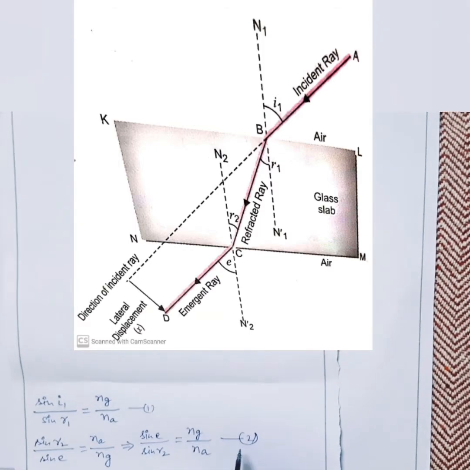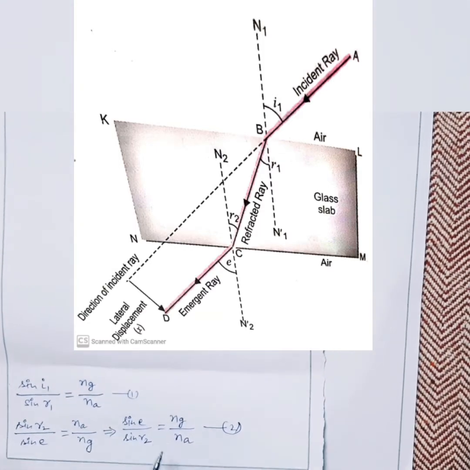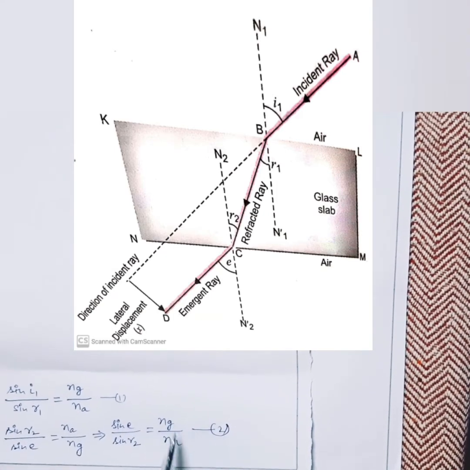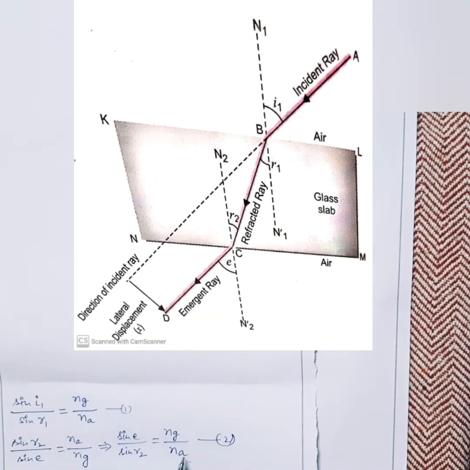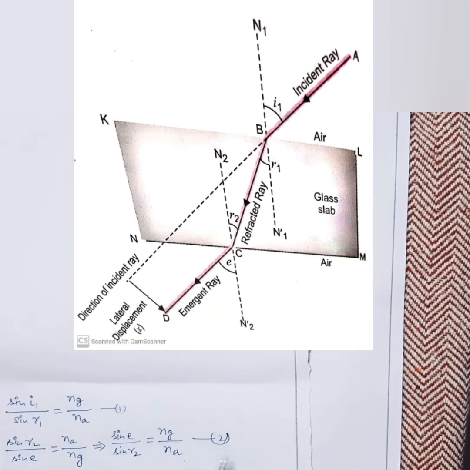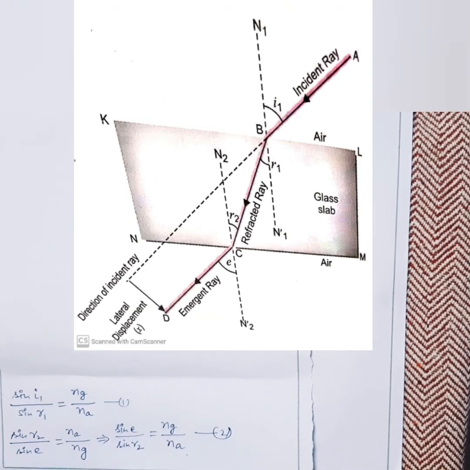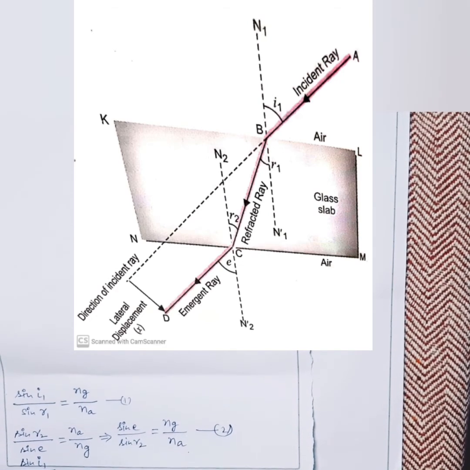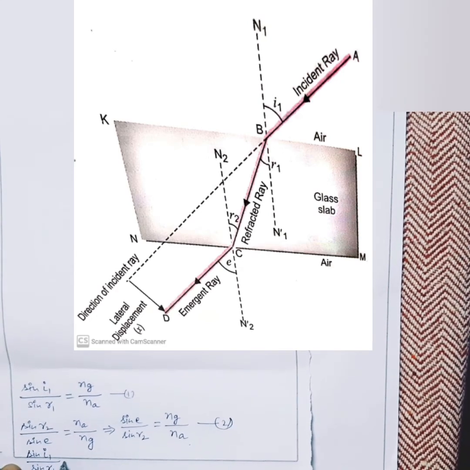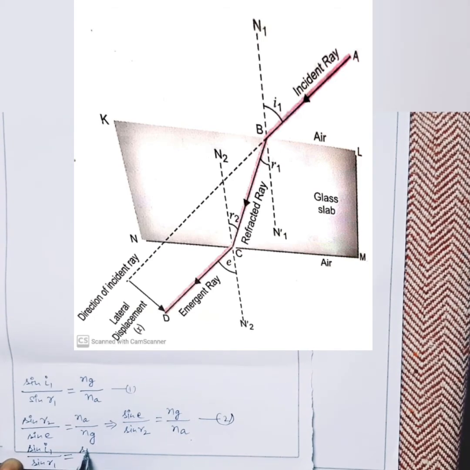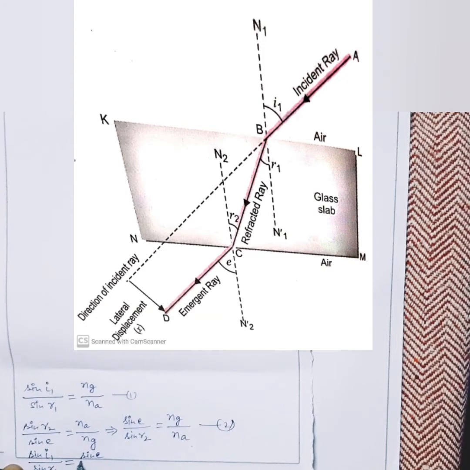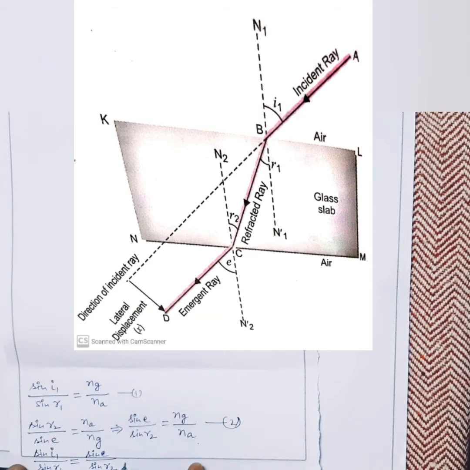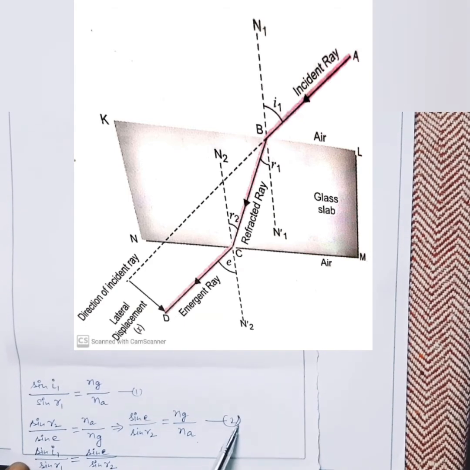This is the second equation. On comparing the first and second equations, Ng upon Na is on the RHS of both, so the LHS of equations 1 and 2 will also be equal. So sin I1 upon sin R1 is equal to sin E upon sin R2, from equations 1 and 2.